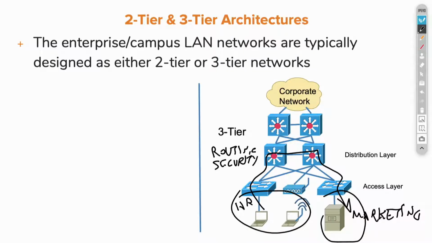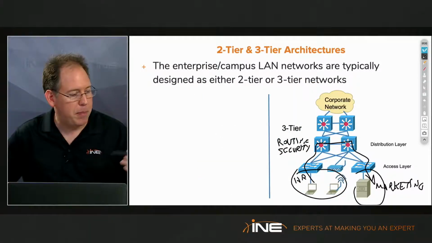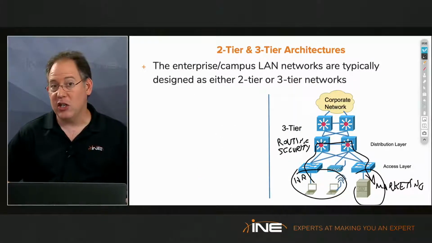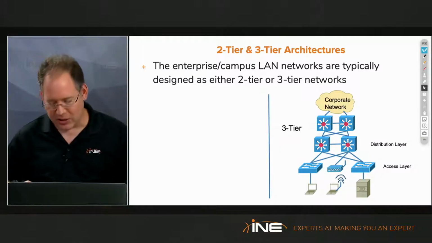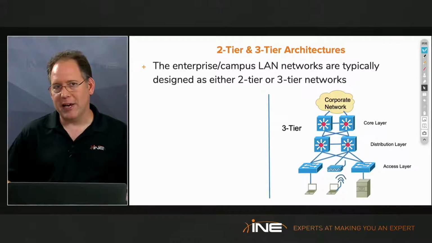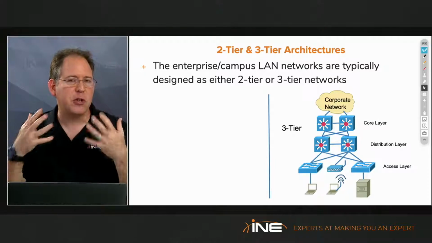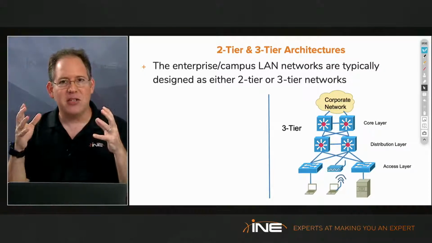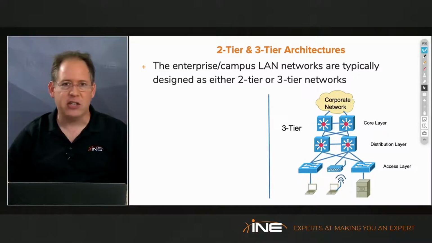For example, if we say, okay, well, HR is allowed to go to marketing, but HR is not allowed to send data to payroll. Well, whatever networking security features we implement would be implemented at the distribution layer to contain or control that. And then lastly, in the three-layer architecture, we have what's called the core layer. The idea behind the core layer is that this is a super, super fast layer that's meant just to get data from major sections of our network to other major sections of our network.